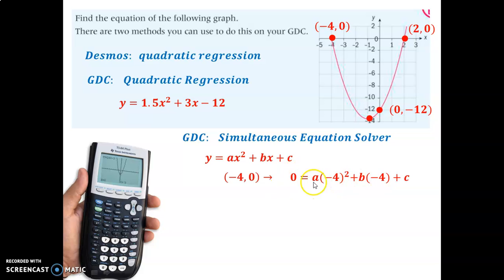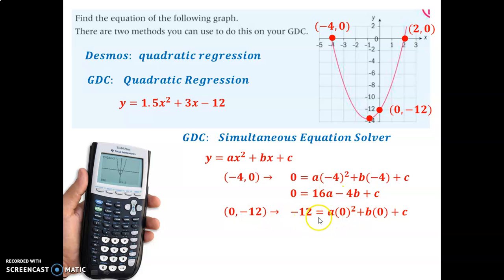So we've plugged that point into our general equation, and that creates basically an equation with three variables, a, b, and c, right? When I simplify that, negative 4 squared is 16, and then here's negative 4b. So we have this equation. One equation, we can't solve that because it has three variables, but we can create another equation using the next point. So using the y-intercept, you can replace the spots in the equation as well.